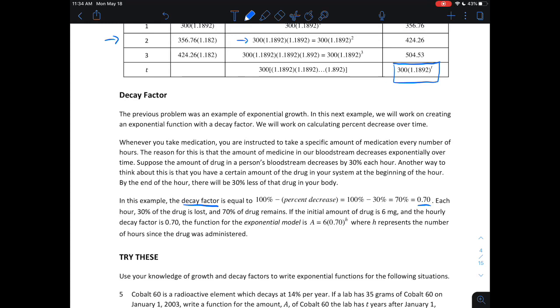If the initial amount of the drug is 6 milligrams and the hourly decay factor is 0.70, the function for the exponential model is capital A for the amount of the drug that's left is equal to 6 times 0.70 raised to the h power, where h represents the number of hours since the drug was administered. Notice here the variable names A, B, T, H. It really doesn't matter as long as you just specify what it is that you're talking about. A is the amount of the drug in the body in this particular example, and H is the number of hours since the drug was first taken.